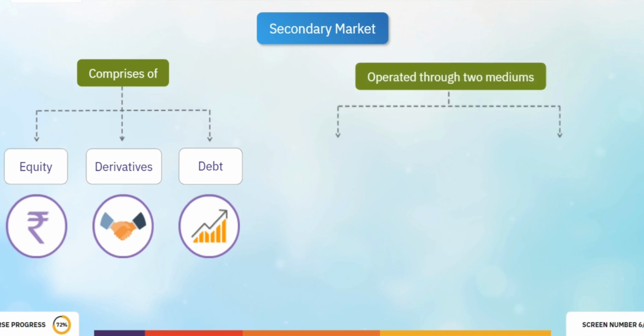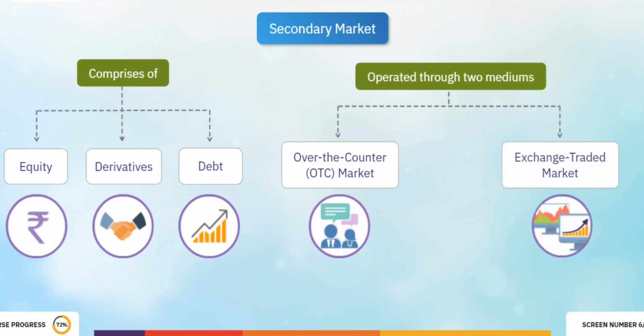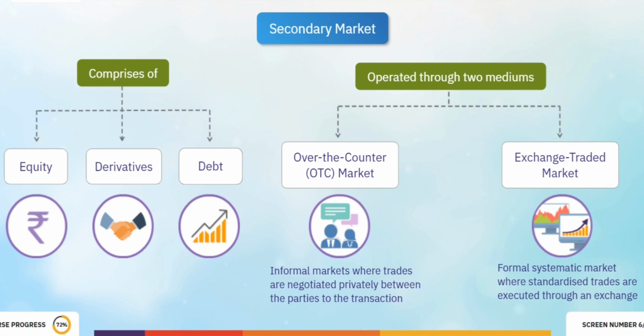The secondary market is operated through two mediums: the over-the-counter (OTC) market and the exchange-traded market. OTC markets are informal markets where trades are negotiated privately between the parties to the transaction. Exchange-traded market is a formal systematic market where standardized trades are executed through an exchange.